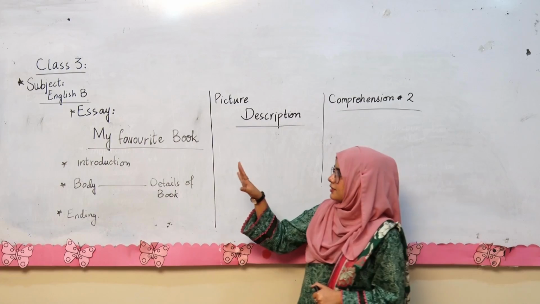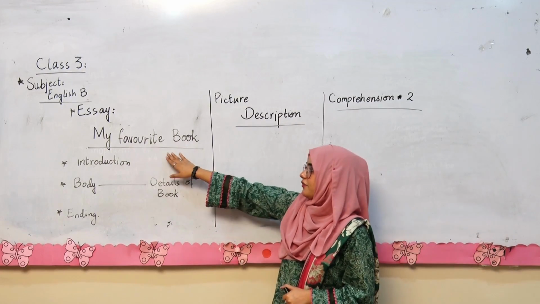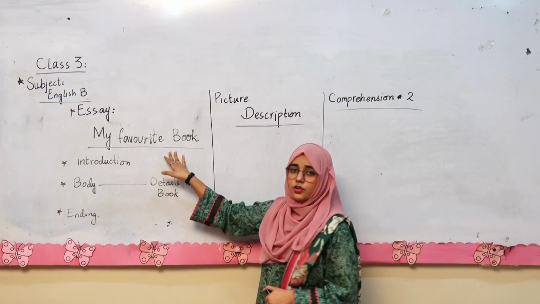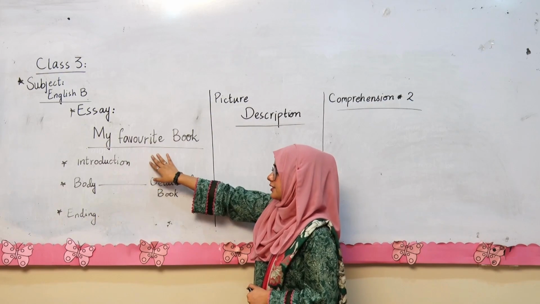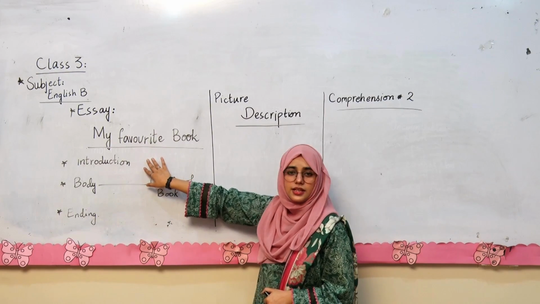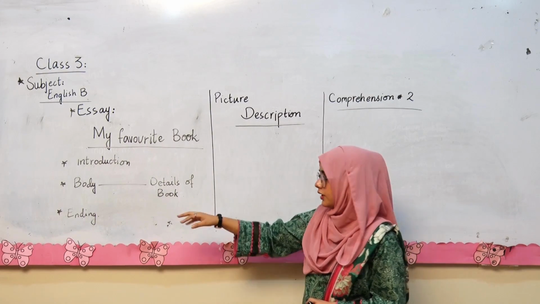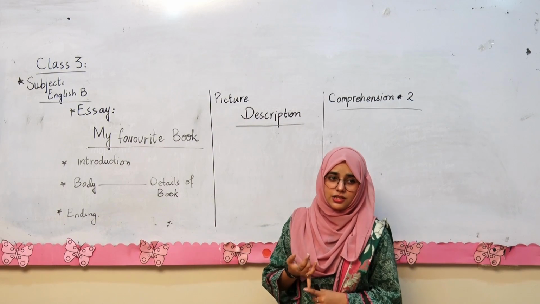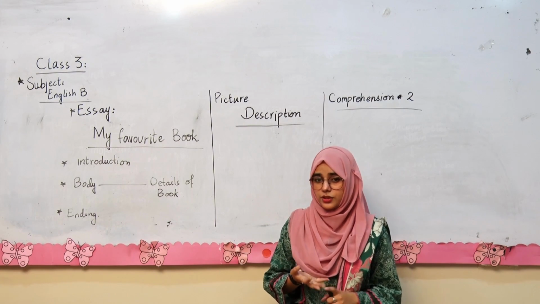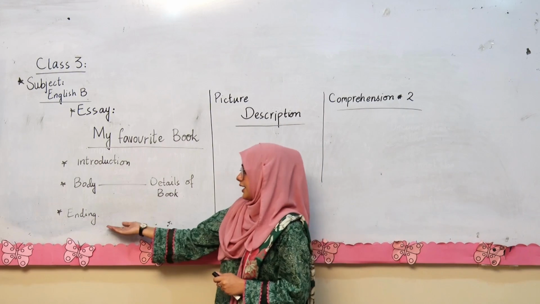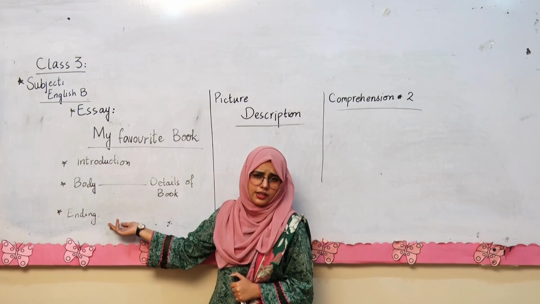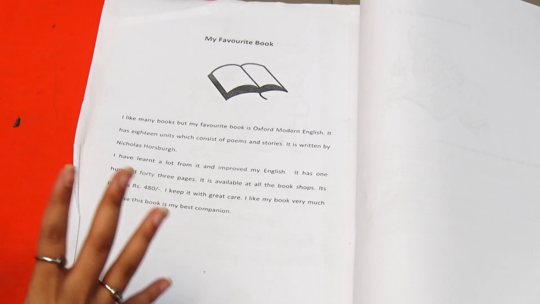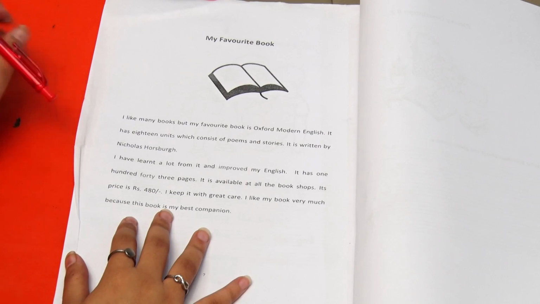Now we are going to discuss these three topics that are my favorite book, picture description and comprehension. First we will talk about the essay. You already know how to write an essay. An essay should have three parts. First of them is the introduction, in which you will write about your favorite book, and then is the body. It means that you have to write the details of your book. What are the pages of the book, what is the price of the book, what are the topics in your book, and then the ending, that why you like this book and you will take care of your book and stuff like that. Okay students, now we will read the essay and we will find out what the favorite book that we are writing about is having.